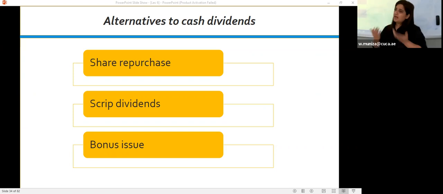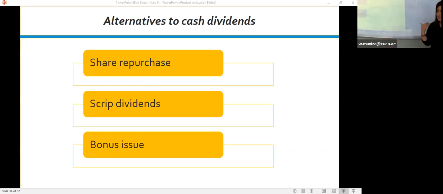Again, shares are issued, but capital in the form of cash is not taken. So existing shareholders, instead of getting a cash dividend, get share capital of the company. What happens? The total shares of the company increase, and the share capital is divided into smaller denominations. So this is the bonus issue.